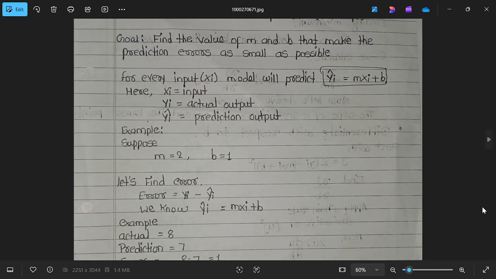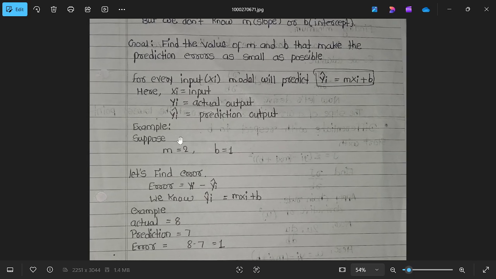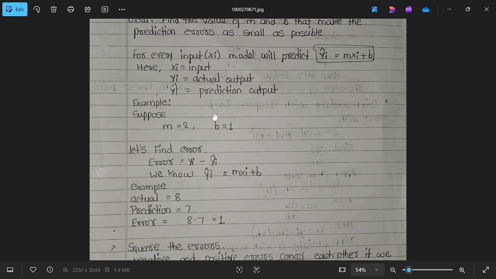Okay, so what we have to predict here is, for every x value, also known as xi, whether it is x1, x2, x3, x4, whatever it is, for the input xi, the model should predict the yi hat, the prediction. So xi is the input, yi is the actual output, and yi hat is the prediction output. Keep these notations in your mind, which will help you afterwards.